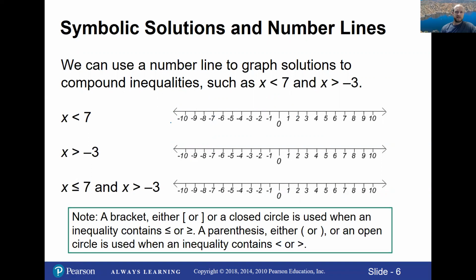Now, let's talk about symbolic solutions and number lines. We can use a number line to graph solutions of compound inequalities. When we talk about inequalities and we talk about graphing, we're talking about a number line. So if I have x is less than 7, I'm going to graph this on the number line. And what I do here, if I have a less than or greater than, I'm going to use parentheses.